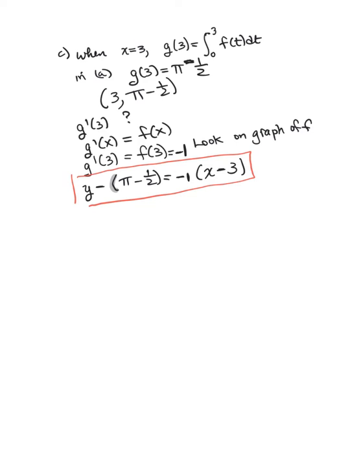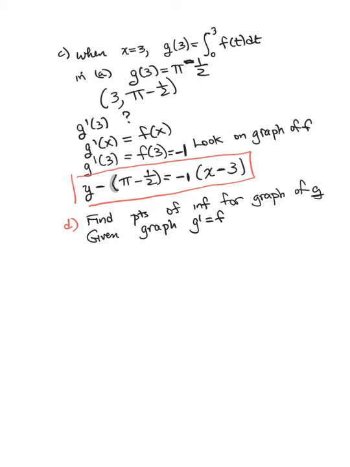Now part D asks us to get the points of inflection for the graph of f, or for the graph of G. So find all points of inflection, well, the x coordinates at which there are points of inflection for the graph of G. To get the points of inflection for the graph of a function, given the graph of its derivative, which is really f, we have to go back to the graph of f and see in this interval from -2 to 5, when the derivative of G, which is the graph of f, is increasing or decreasing.